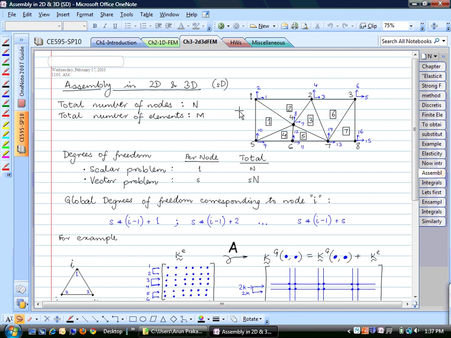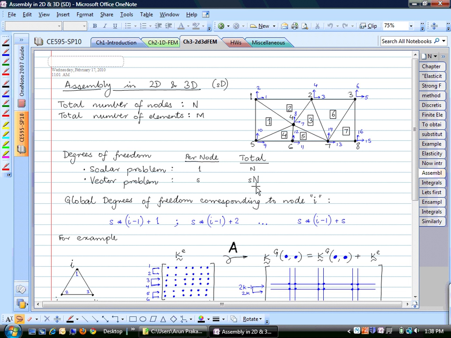And if it is a thermal problem, in addition to displacement you can have temperature as a degree of freedom. You could have many other quantities that you could be solving at the same time. So the number of degrees of freedom per node could be a general number depending upon the type of problem that you have. So in general, let's say you have S number of degrees of freedom per node. In this case, there are 2.